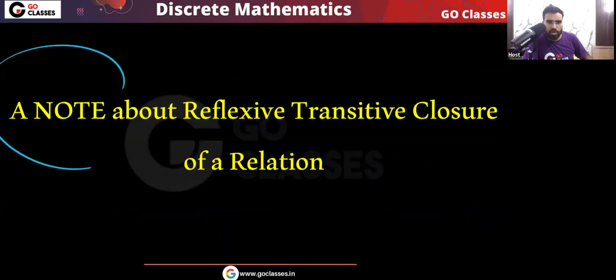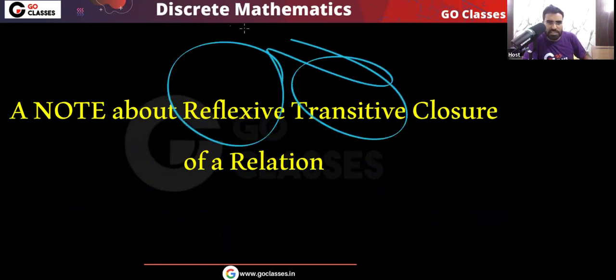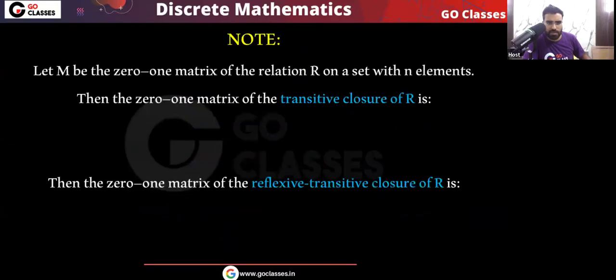Now let me tell you a note about the reflexive transitive closure of a relation R. This is a small note, very easy to understand, but they can ask you some conceptual question here. Let's assume that M is the matrix representation of relation R. Relation R is a relation on n elements, means the base set has n elements, and on this base set a relation R is defined. M is the matrix representation, or I can say M is the adjacency matrix of relation R.